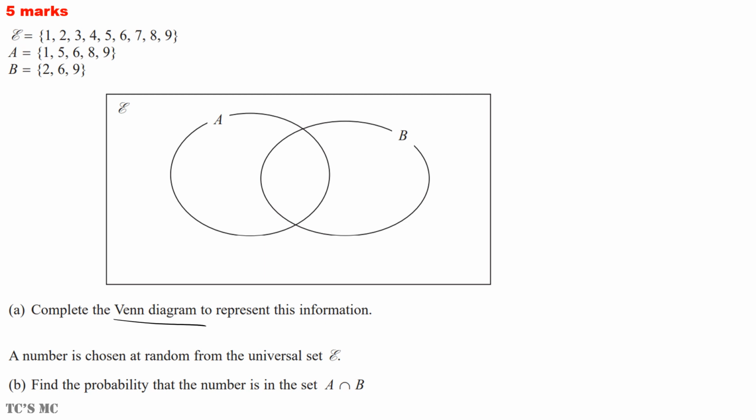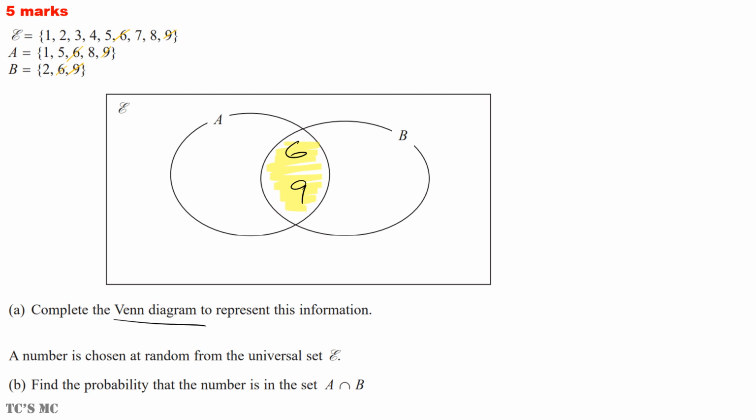We must always start with the intersection. So what numbers are in both sets? I can see that 6 is in both of them. Cross out 6 from every single list, including the universal list. I can also see that 9 is in A and B. Again, cross it out from all lists. Now we have 1 mark.